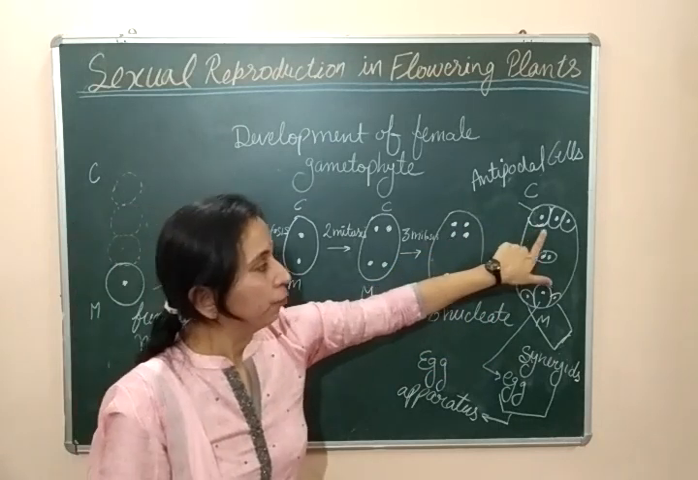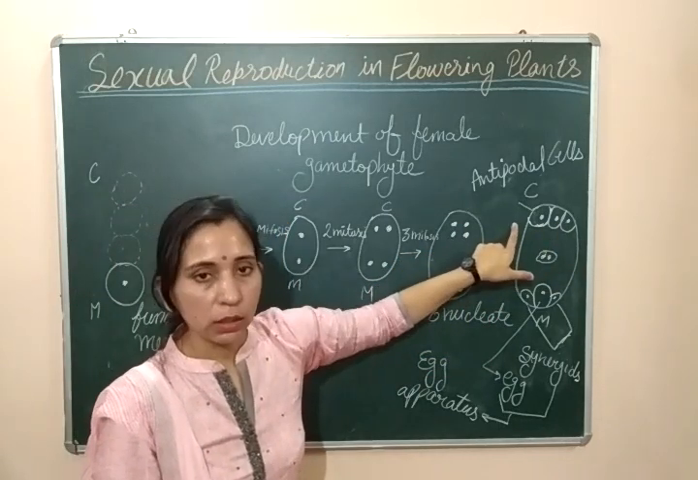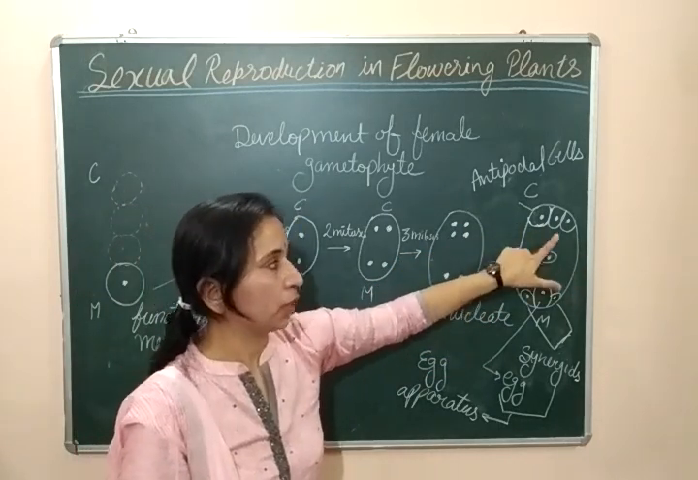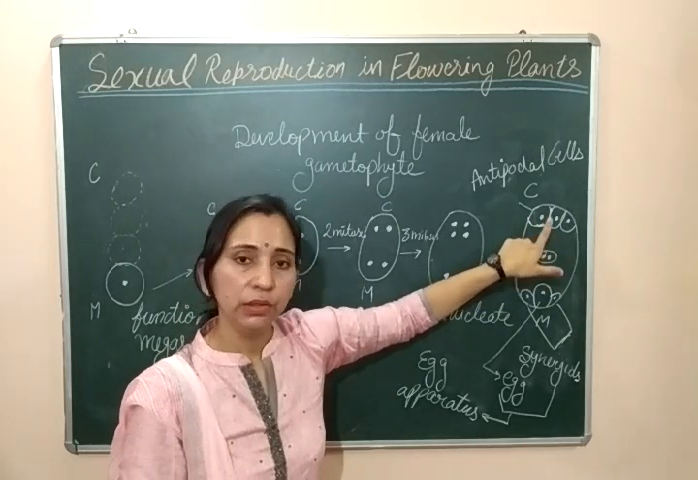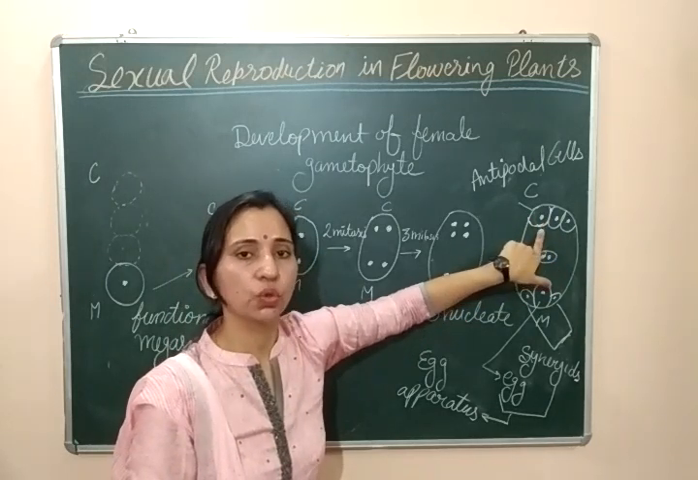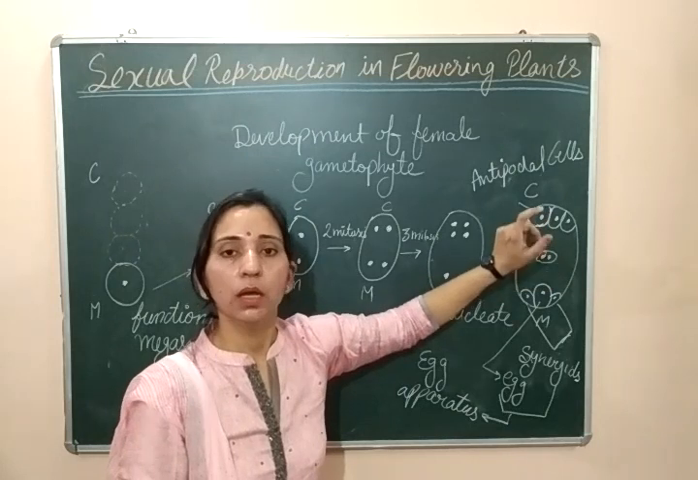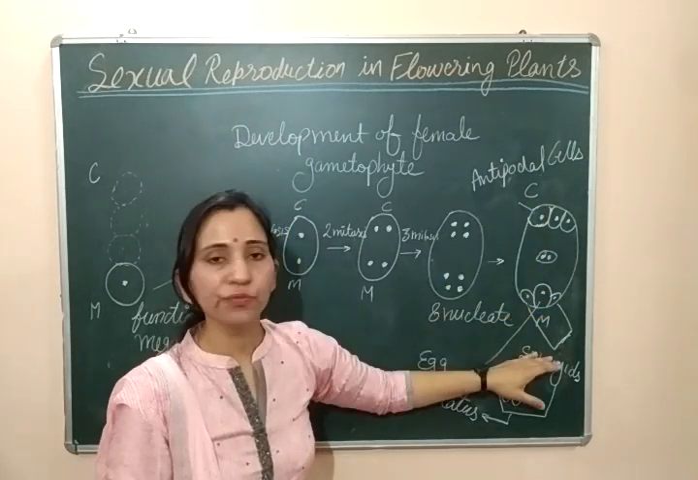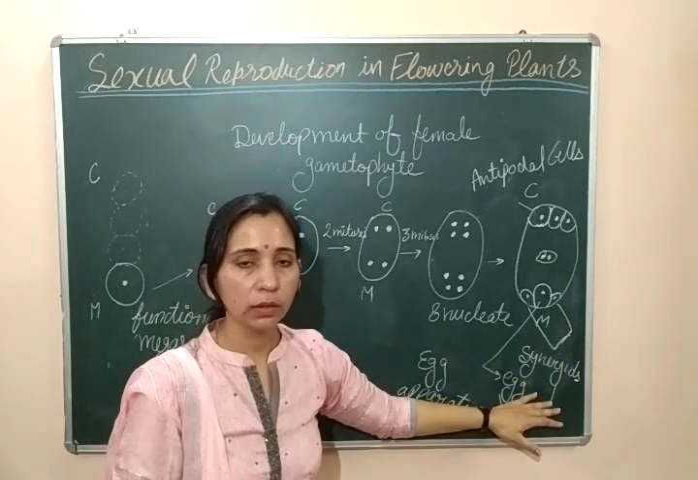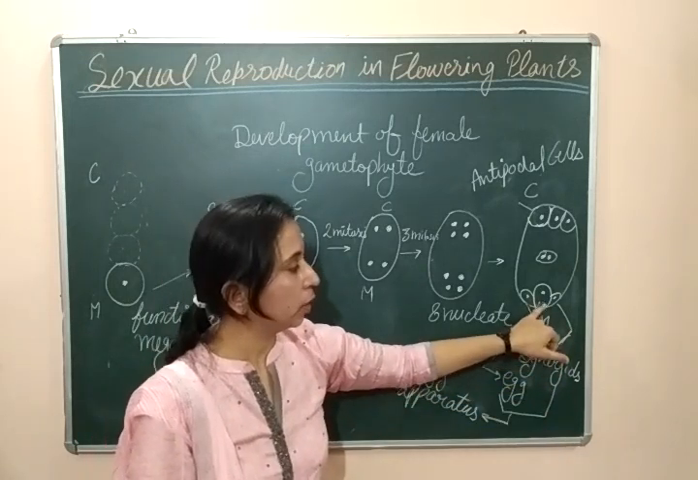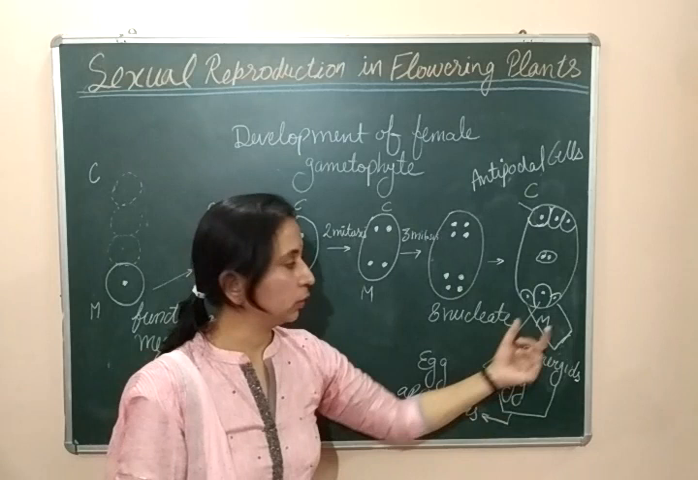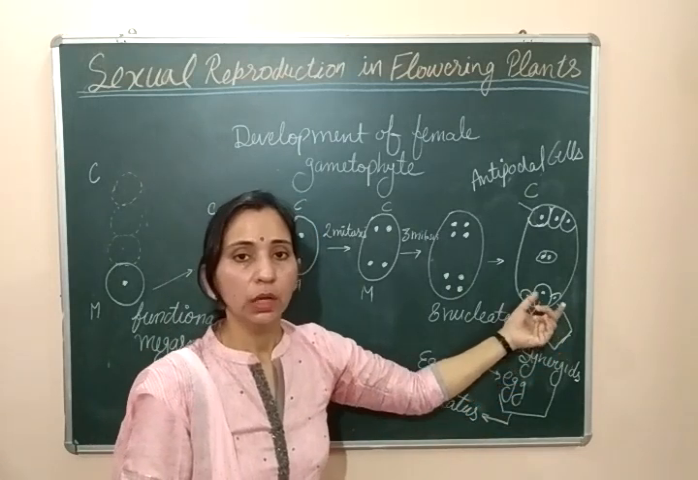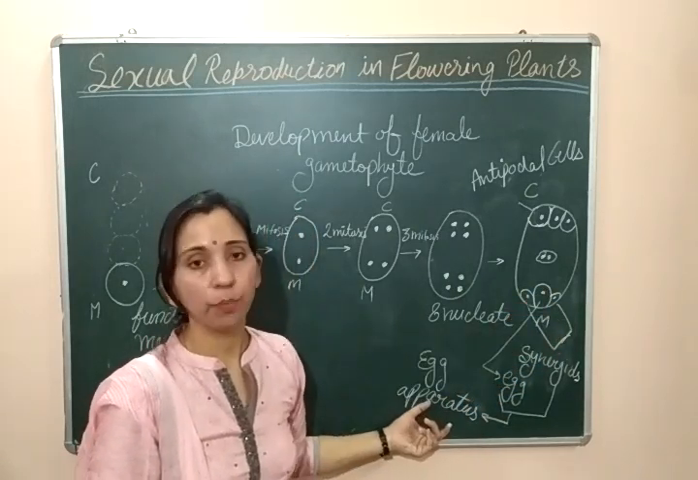3 nucleus move towards the chalazal end and form walls around them, forming 3 cells, and these 3 cells present toward the chalazal end are known as antipodal cells. The 3 nucleus which move towards the micropylar end are arranged in a different manner. One cell will become larger and 2 cells are also present there. This combination is known as the egg apparatus.